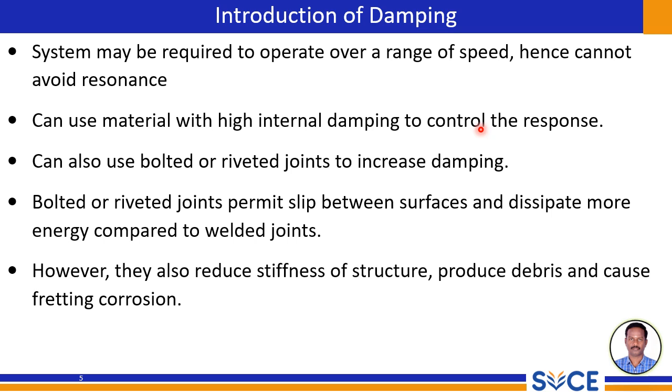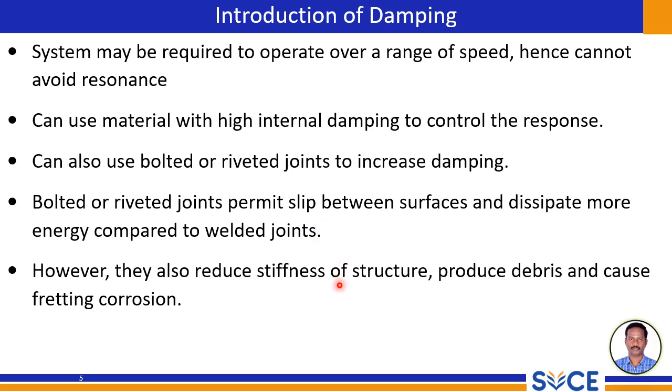The next method is, can we use bolted or riveted joints? Yes, we can use bolted or riveted joints to increase damping. This might seem counterintuitive, but it is a practical approach. The bolted or riveted joints permit slip between surfaces and dissipate more energy compared to welded joints. The friction between the surfaces in these joints converts vibration energy into heat, effectively damping the vibrations.